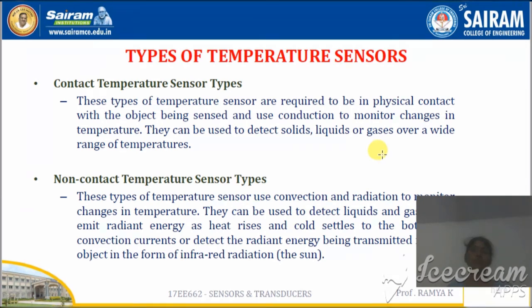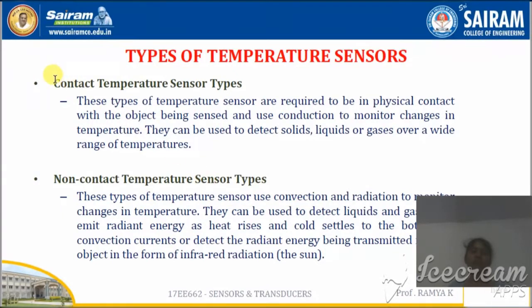Explanation of your previous temperature sensor. So far, whatever we have read is what a temperature sensor is, what it does, and what the basic working principle is. Now, types of temperature sensor. Under types of temperature sensor we have two types: one is the contact temperature sensor type, and another is the non-contact temperature sensor type.